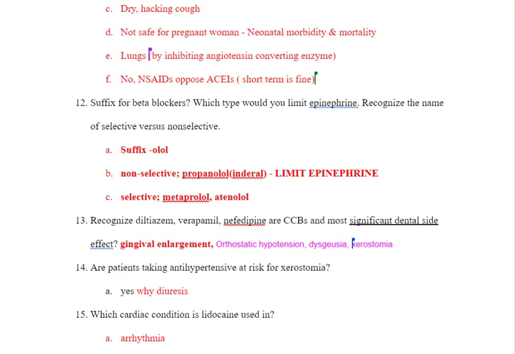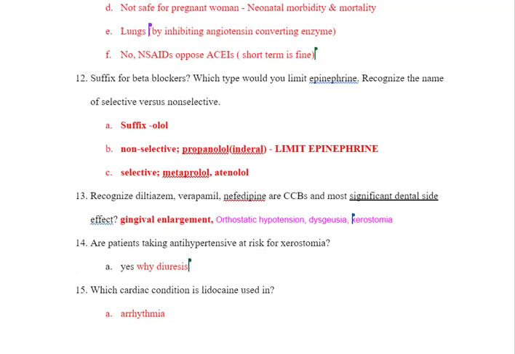So in that instance, I might just use that name. All right. Yes, they are at risk for xerostomia because of diuresis. Cardiac condition lidocaine's used for is an arrhythmia, and how would that be administered? IV. Yeah. Yep. IV.